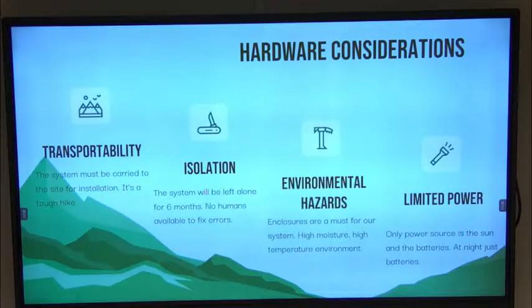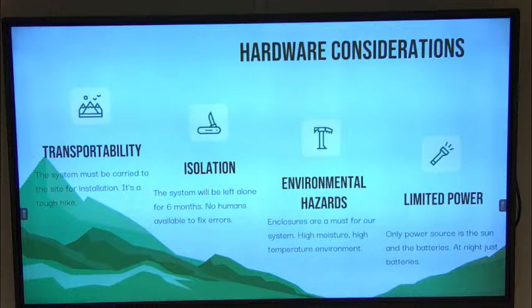Now for our hardware considerations, since we are installing the system in a remote location, all materials need to be traveled with at hand. So transportability was very high on our list of considerations. We also have the isolation. The system will be alone for approximately 6 months. So if anything happens during this time, the system needs to be able to reboot itself or restart itself without the necessity of a human being on site.